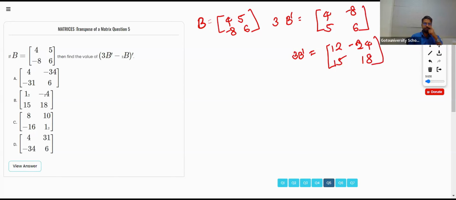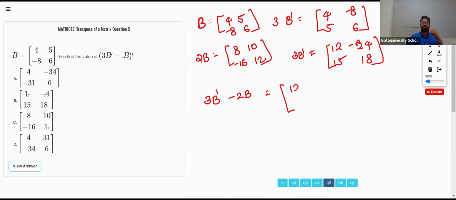Am I right? Multiplied with 3. Now, this will be multiplied by 2. So what is 2B? 8, 10, minus 16, 12. Now, what are we going to do? We're going to combine them in this order: 3B transpose minus 2B. So when you subtract, this is 12 minus 8, minus 24 minus 10, 15 minus of minus becomes plus 16, and then 12 minus 18, right?